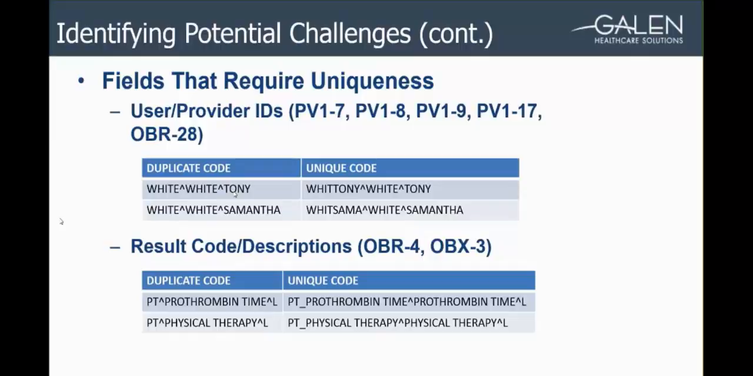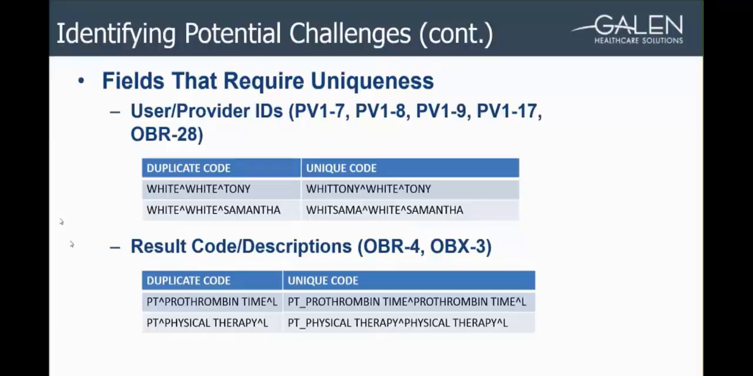We run into situations where participants didn't have the capability to change this provider code, and in instances like this, you may have to use some sort of combination of first name and last name to create a unique code. So you can see over here on our right, I've combined the first four of the last name with the first four of the first name to create a unique code. So now when Tony White provider information is sent in, this will get recognized as a unique provider, and the same for Samantha.